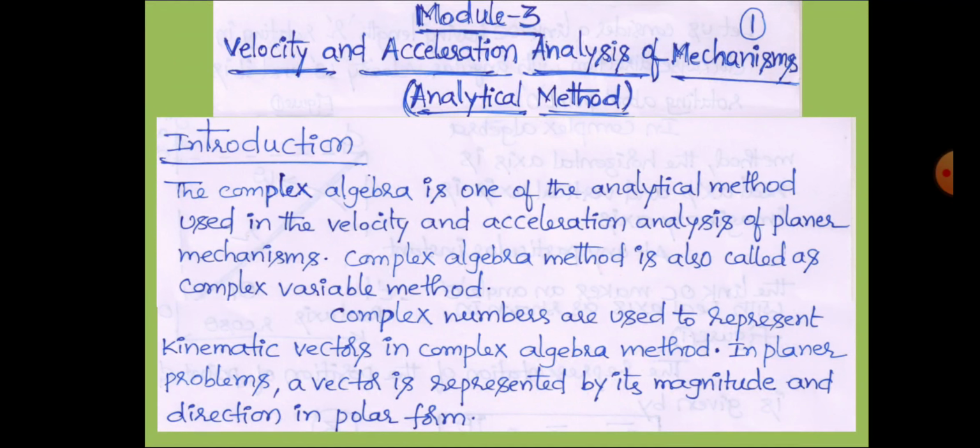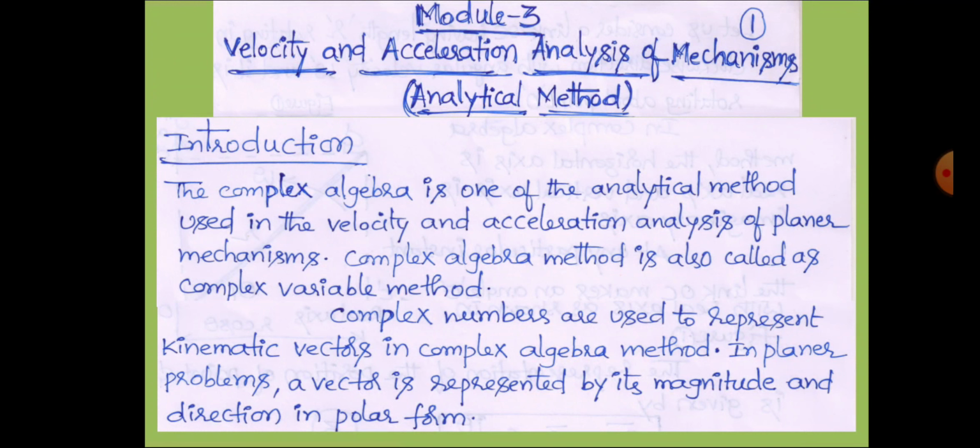So here complex algebra is one of the analytical methods which we use to find the velocity and acceleration of some mechanisms. And in the complex algebra method, we use complex numbers in order to represent vectors, kinematic vectors. What is meant by a vector? A vector is represented by its magnitude. It has a certain magnitude and direction also. So magnitude and direction, both together mean it is a vector. Only magnitude means you know that it is a scalar.